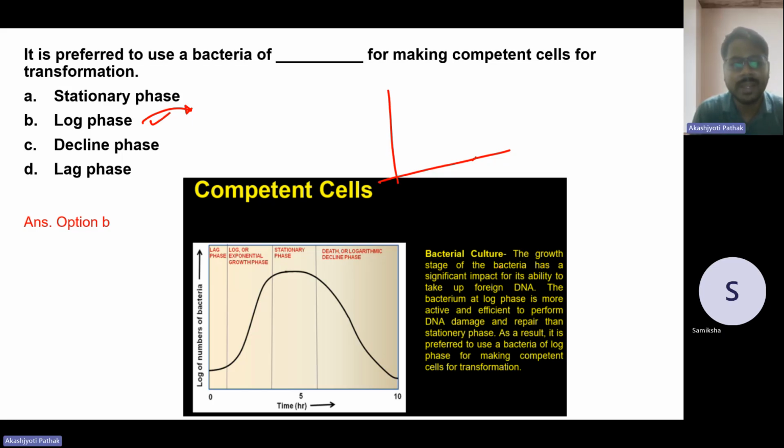The growth stage of bacteria has a significant impact on its ability to take up foreign DNA. The bacteria at the log phase is more active and efficient to perform DNA damage and repair than stationary phase. Okay, so at these stress conditions, there will be some DNA damage, some damage even in the bacteria. To repair or to enhance this repairing, the bacteria from the log phase is usually taken for making competent cells for transformation. Okay.